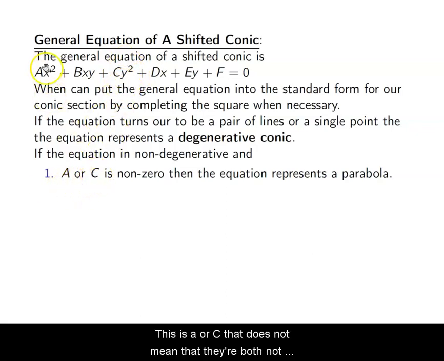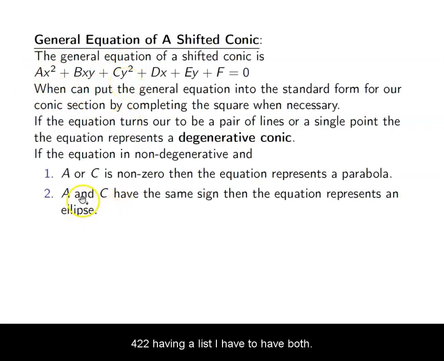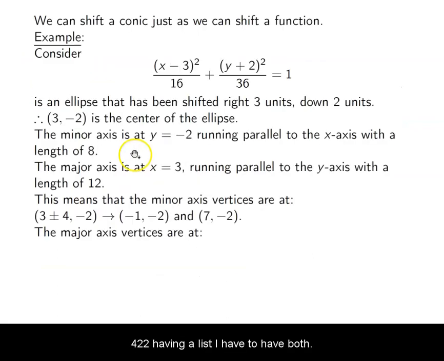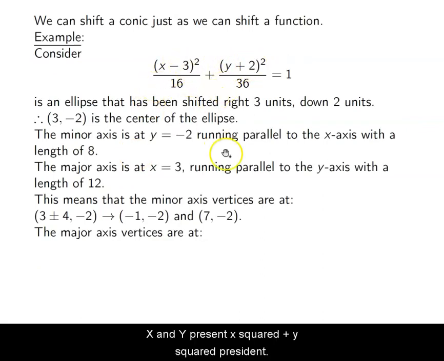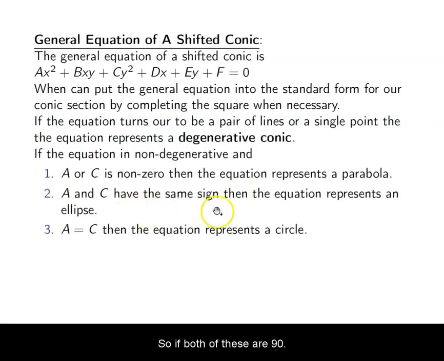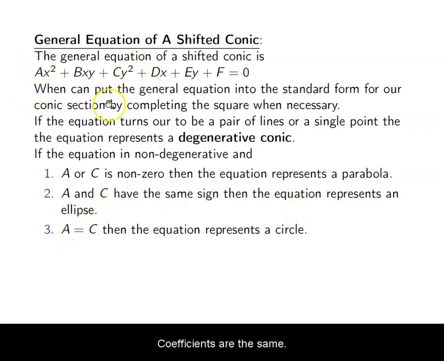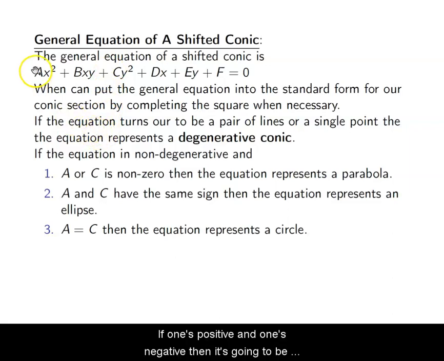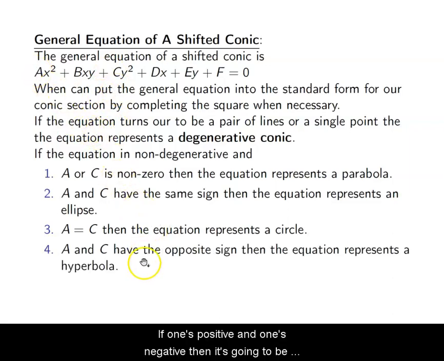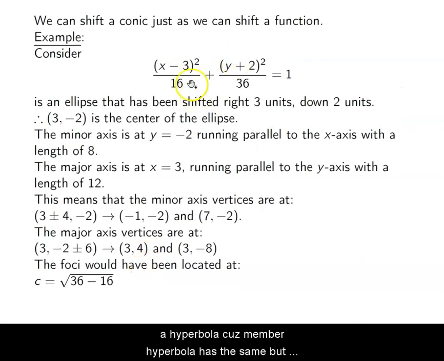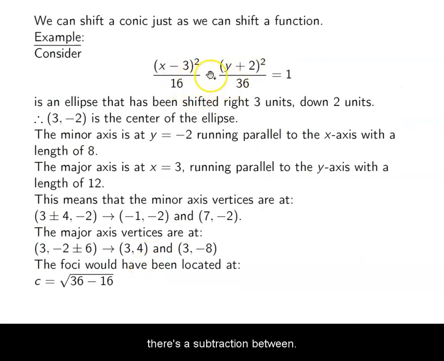So for one, I just want to be very clear here. It says A or C. That does not mean that they're both non-zero. It means that one of them is 0 and the other one is not, okay? For 2, to have an ellipse, I have to have both x squared and y squared present, I'm sorry. So if both of them are non-zero and have the same sign, then it's an ellipse. If the coefficients are the same, it's a circle. If one's positive and one's negative, then it's going to be a hyperbola, because remember, a hyperbola has the same form, but there's a subtraction between them.